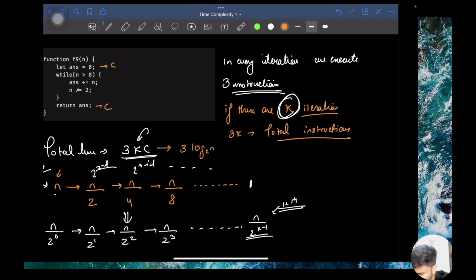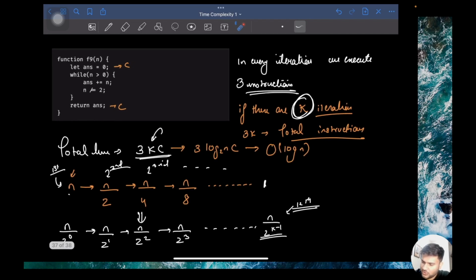3 log n to the base 2 times c, which is order of log n, because we will avoid the constant and we will avoid the base. This will become order of log n. So the time complexity of this particular function is order of log n. And how did we calculate it?